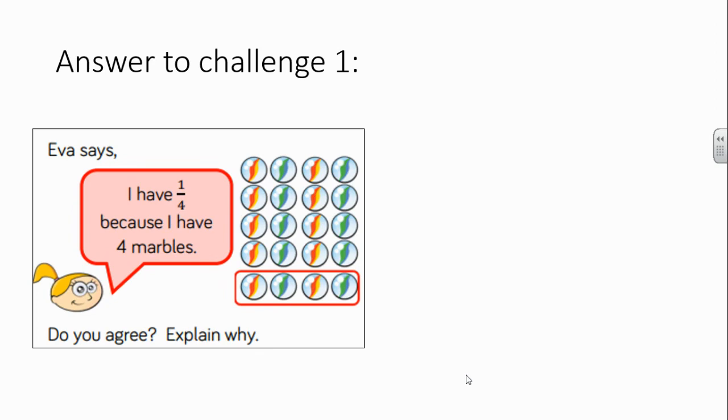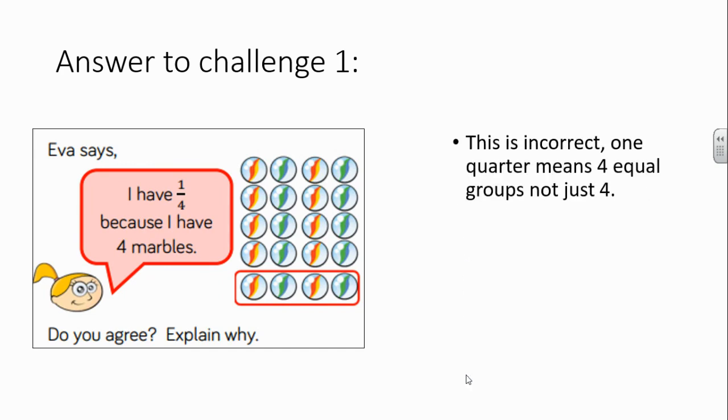So, answer to challenge 1. What the question was: Eva says, I have a quarter because I have 4 marbles. Do you agree? Explain why. So the answer was, this is incorrect because 1/4 means 4 equal groups, not just 4 marbles. So 1/4 of the marbles would be 5.